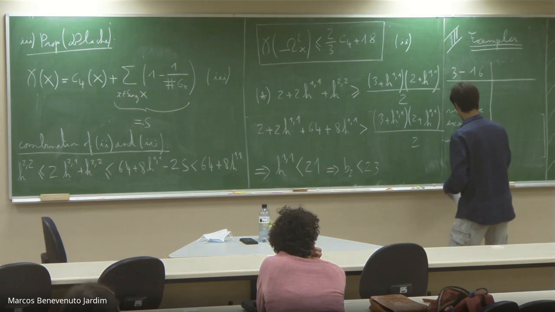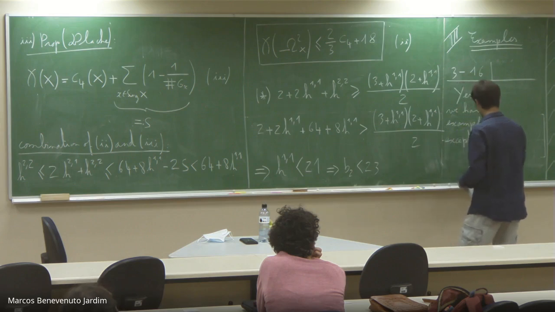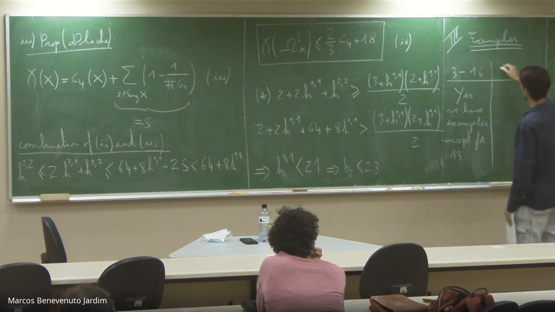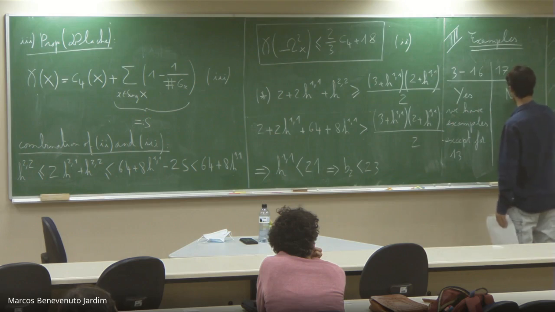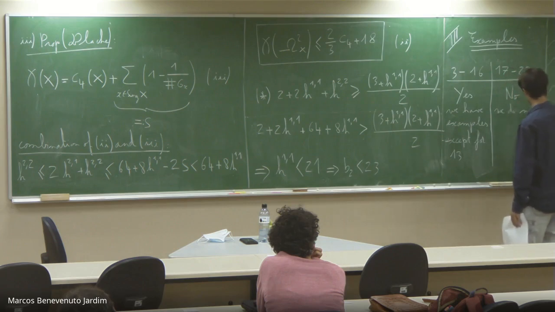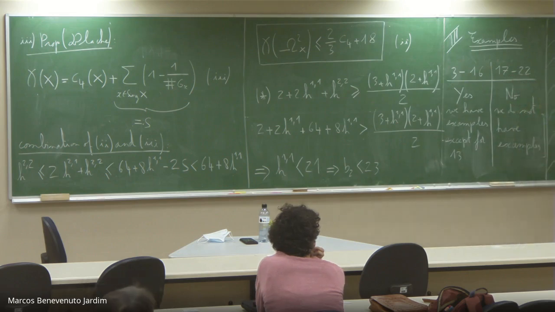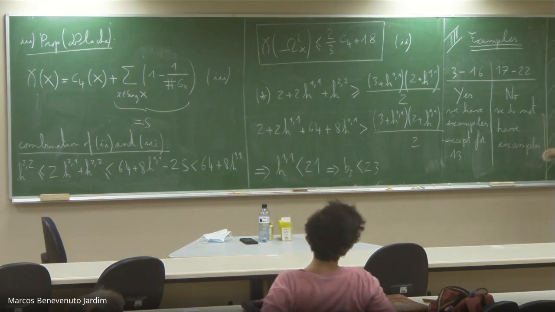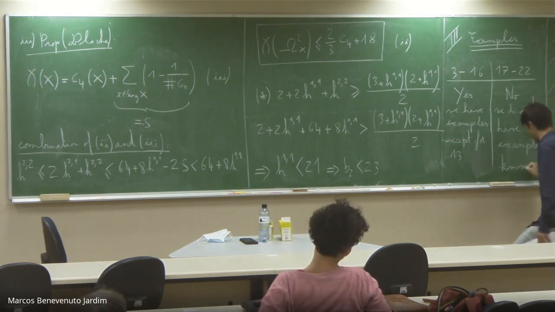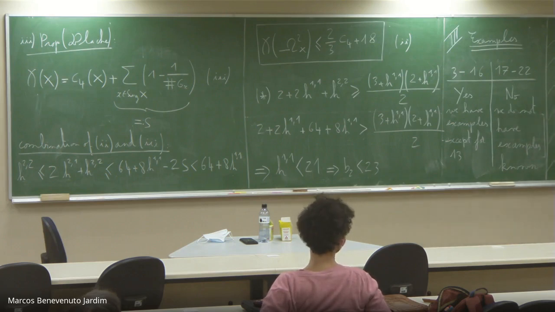Except for 30. And then there is 17 to 22, and here no, we don't have. So this means that there are no examples whatsoever, or we do not have an example known. Sorry. So yeah, it's still an open question.